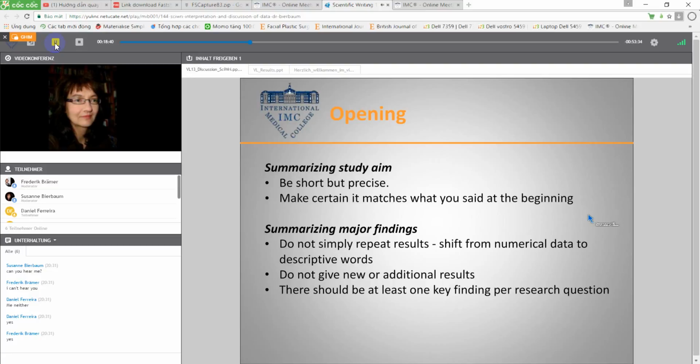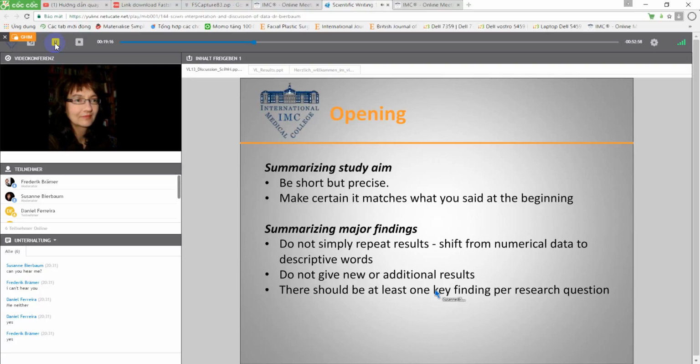Not good. Then, summarizing major findings. Now you have everything in the results. Here you say it very shortly, really just the key issues. And one thing to remember, no new or additional results. Everything you summarize here has to be in the results part. Obviously, you should have at least 1 key finding per research question. Sometimes it's even more because the questions are complex, but at least 1 should be there. Otherwise, the research question was obviously not addressed in the results.